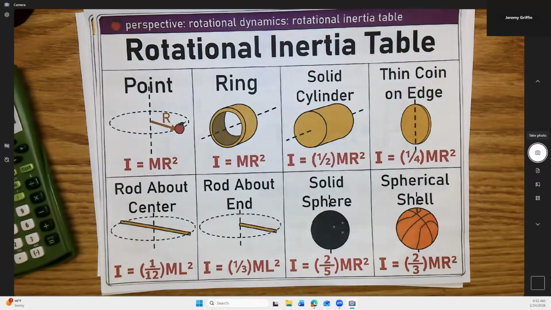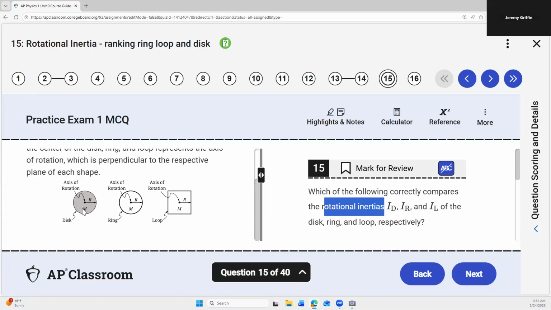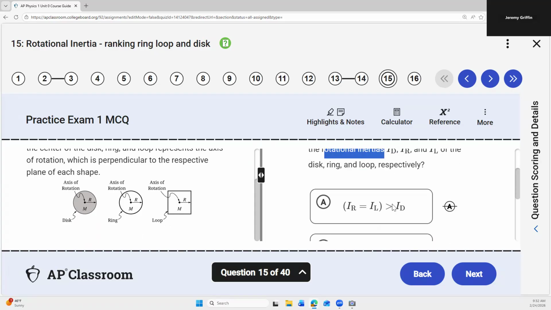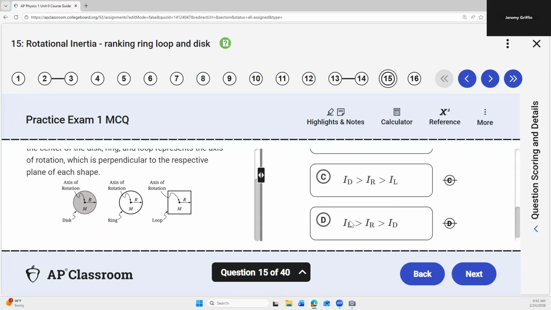Okay, so if we were to rank order these, I think I would say the disk has the smallest amount of rotational inertia. This ring has the middle amount. And this loop, where the quarters are pushed out even further from the center, well, that would have to have the most, wouldn't it? So the rank order goes disk is the smallest, then ring, then loop is the most. That should be D. Does that look like D? Is that right? Yeah, it is. It's D. All right.